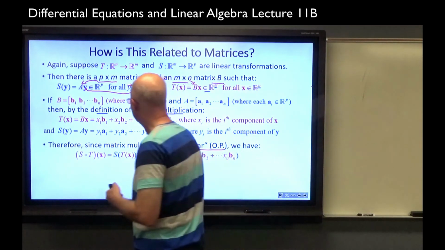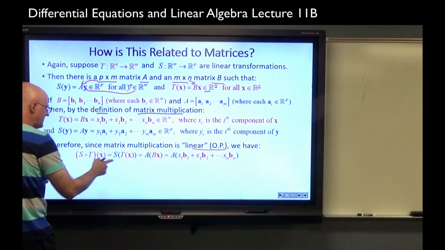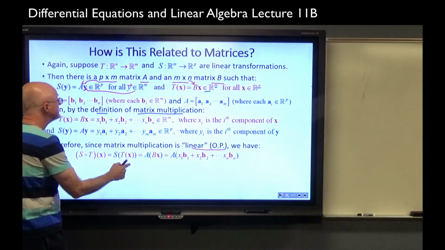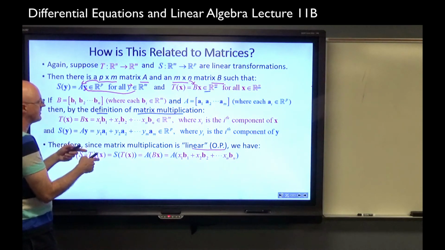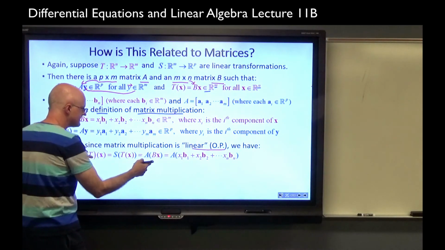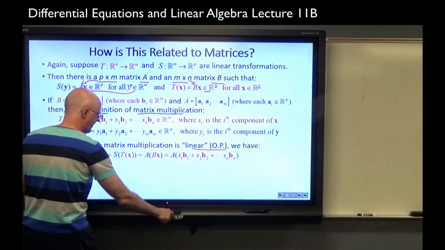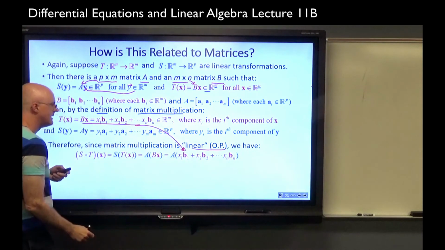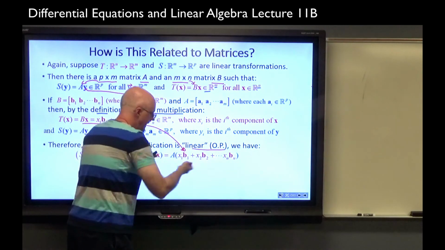We have S composed T of X, and purposely mixing red and blue here, is S of T of X. The T's and X's are in red and the S's and A's are in blue. But T of X is B times X. And B times X is this linear combination here. That goes down there. And then I got A times this thing. This is like a linear combination there.